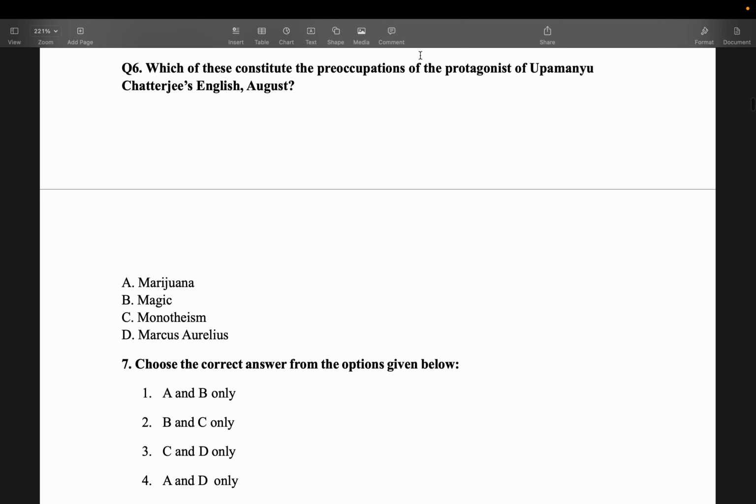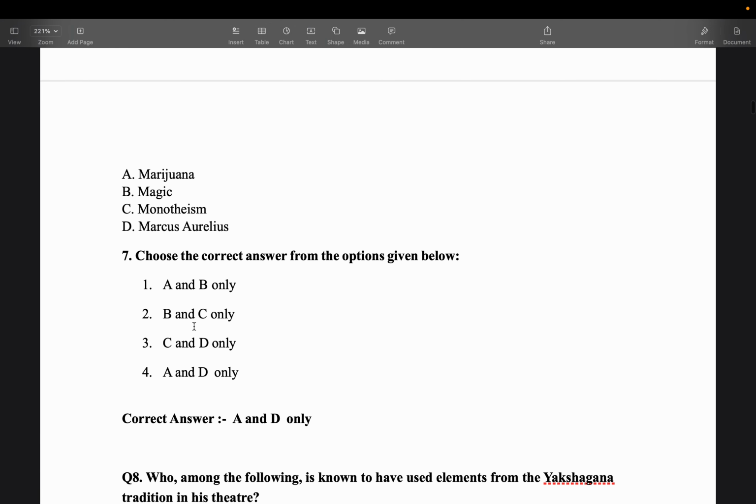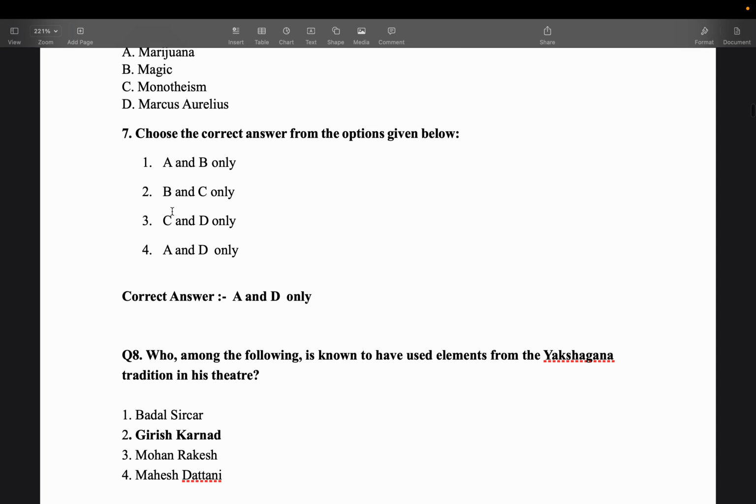Which of these constitute the preoccupations of the protagonist in Upamanyu Chatterjee's English, August? English, August is about the protagonist undergoing a lot of personal transformations. Marijuana is there. A is there. A and D, A and B. Which one is it? Marijuana and magic is absolutely wrong. He is an IAS officer. It must be Marcus Aurelius. Marijuana and Marcus Aurelius. Magic and monotheism, I would say, are outright wrong.